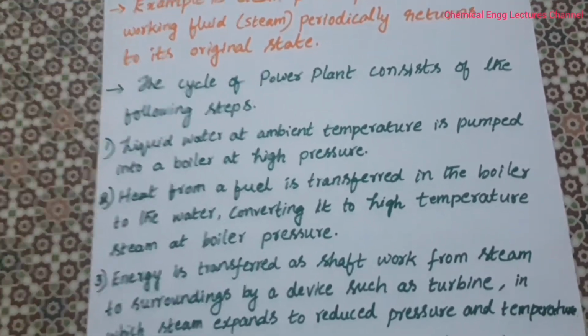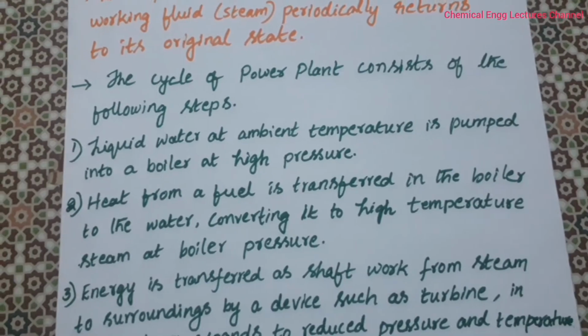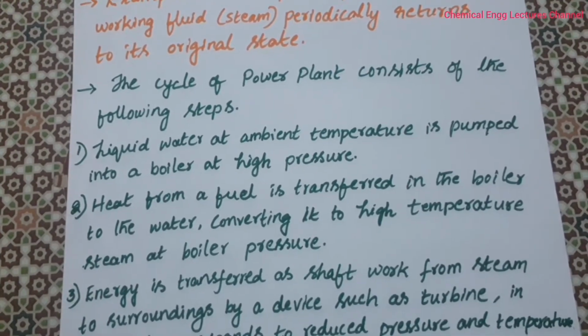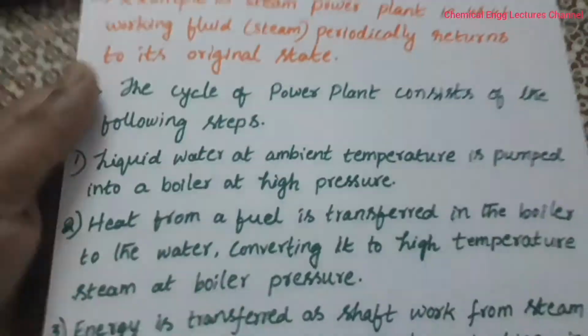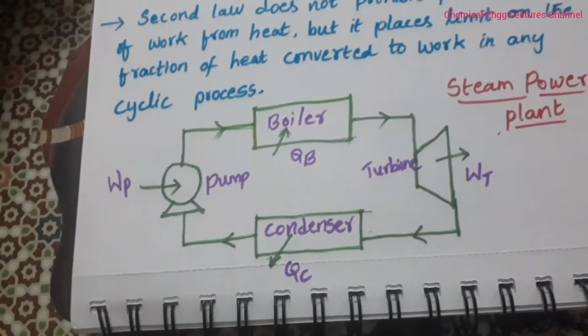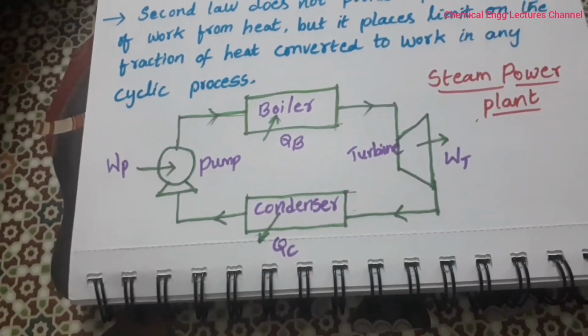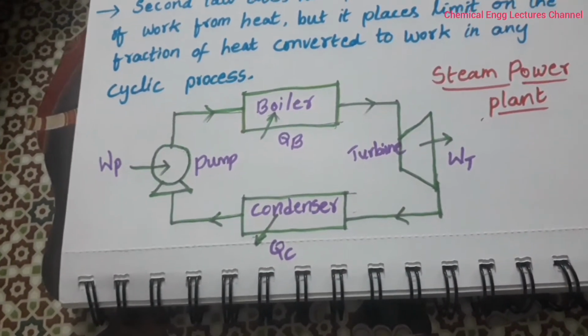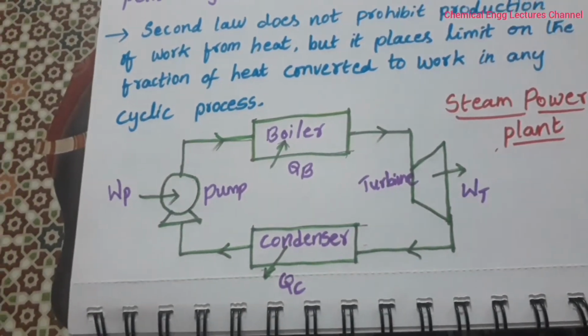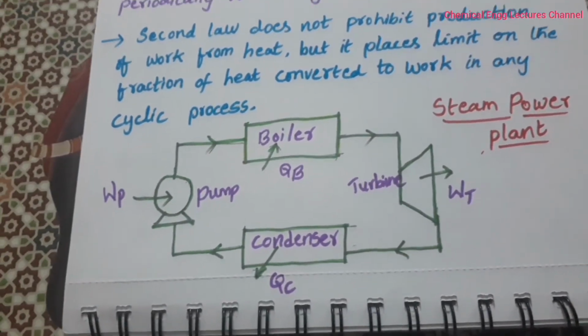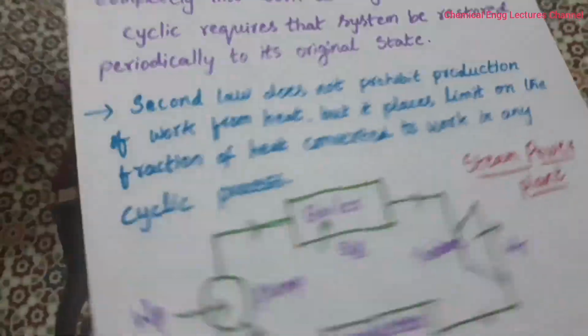Now we see how the steam power plant works. That is, the cycle of the power plant consists of the following steps. So here we see the diagram of this steam power plant. You can see from the pump it goes to the boiler, then it goes to the turbine, then it moves to the condenser. So here we see the different steps.